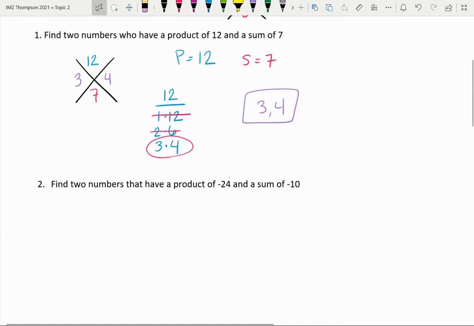Please write down the second problem. If you don't want to write down all the words, maybe write down the full directions for number 1, and then for number 2, just put product negative 24, sum negative 10.